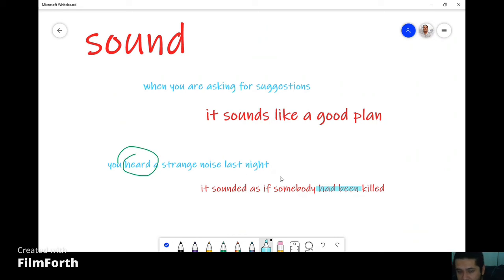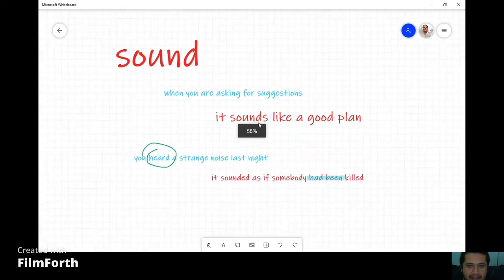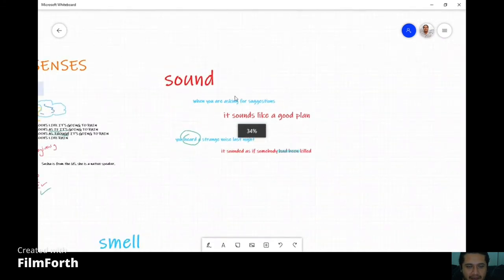The idea is that you can compare imaginary situations to compare your experience. If I translate it to Spanish, I can say: como si alguien lo hubieran matado, más o menos, ¿no? O sea, estuvo muy fuerte el grito o algo así. It sounded as if somebody had been killed. Okay, so that's the situation with sound.